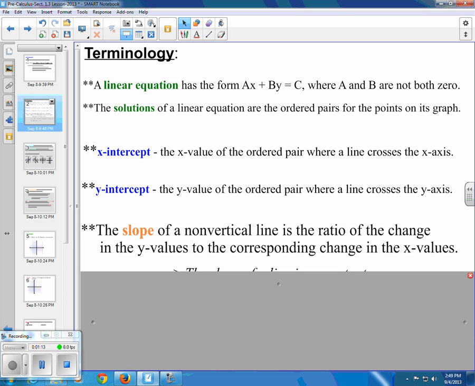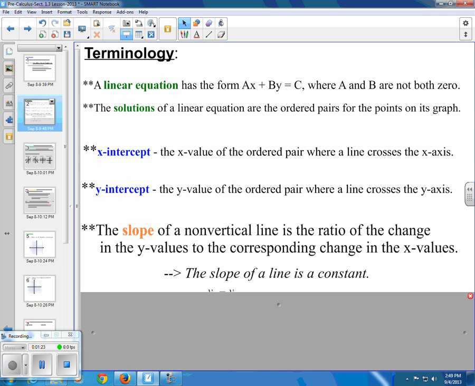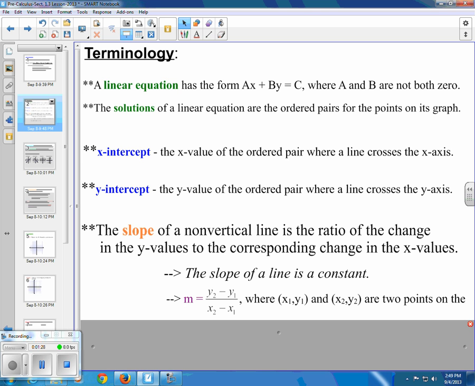The slope of a non-vertical line is the ratio of the change in the y values to the corresponding change in x values. You can also think about it as a rise over run. For a line, the slope will always remain constant. And this should seem like a very familiar formula to you.